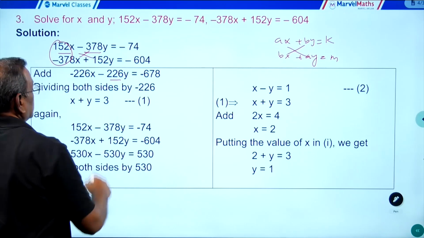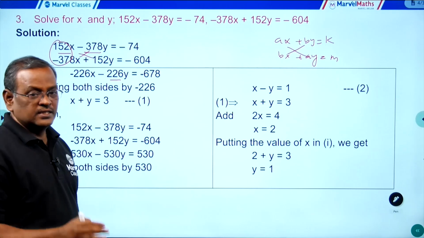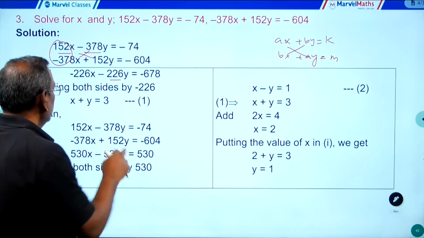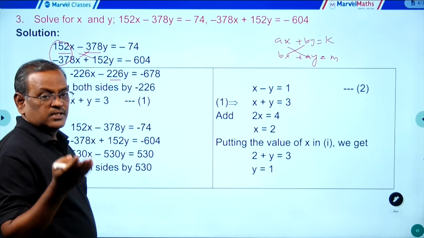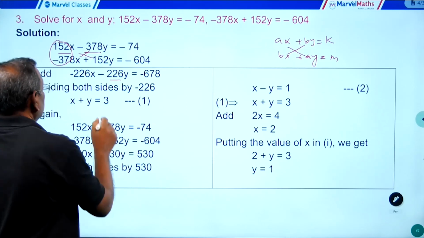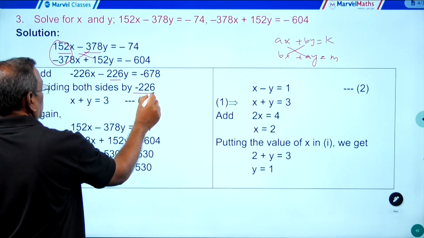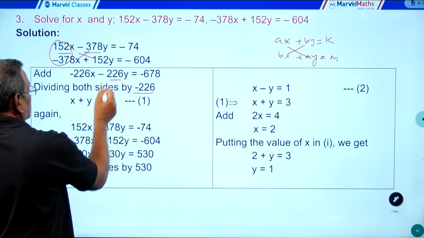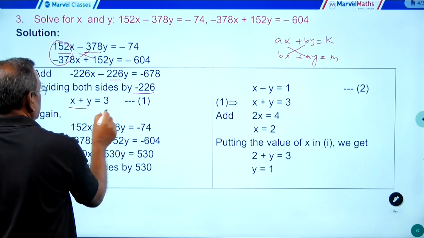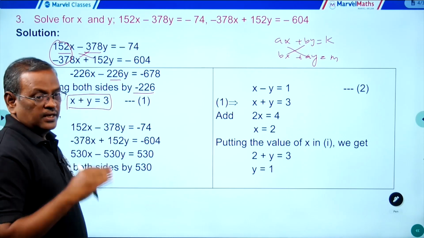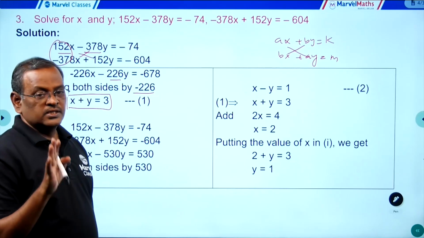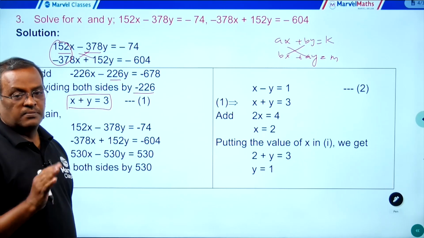So divide both sides by minus 226. Always it is divisible by the coefficient of x and y; the coefficient of x and y is always the same. So this becomes x plus y equal to 3. So whenever you add both the linear equations, the new linear equation is always x plus y equal to some number.